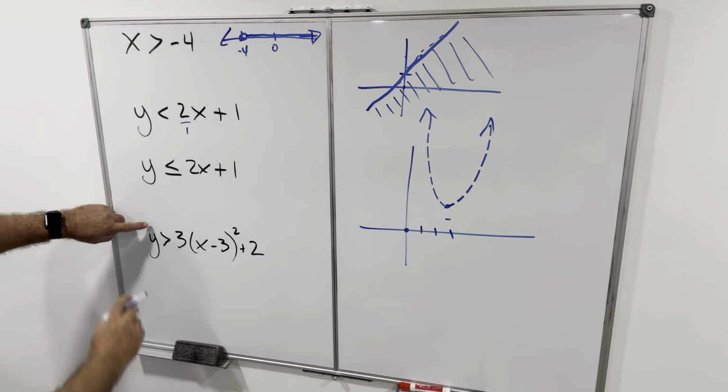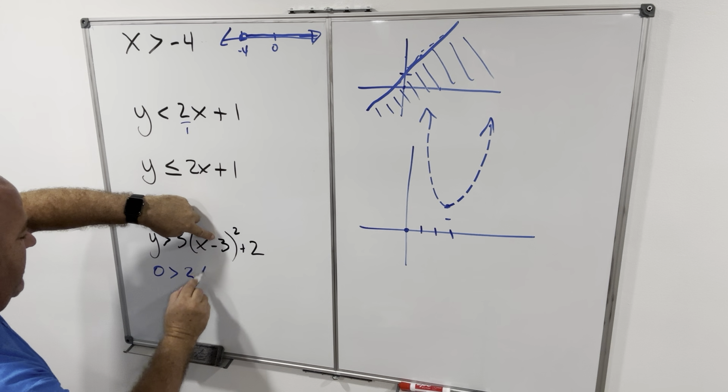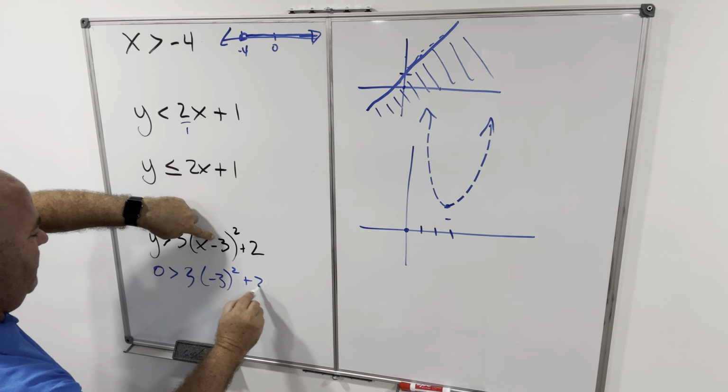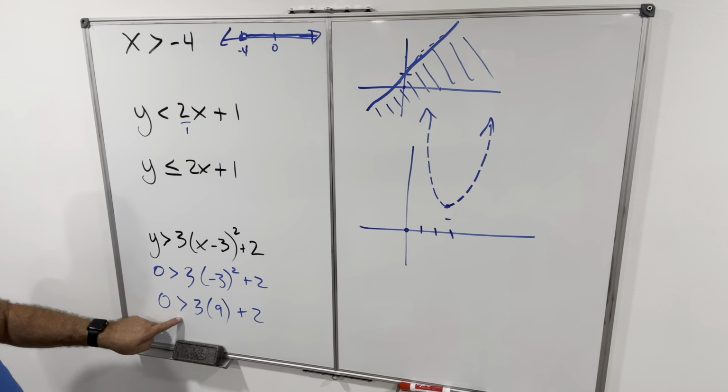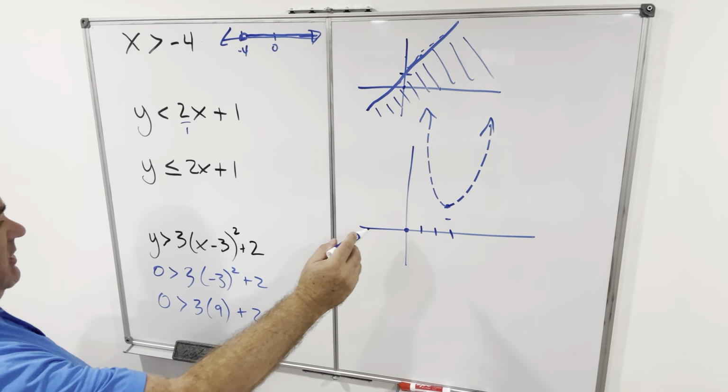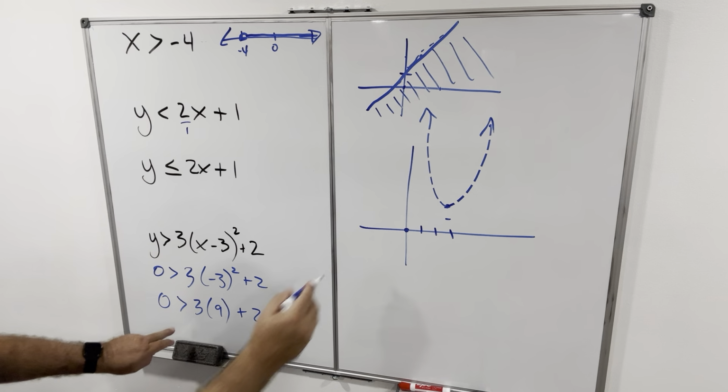So we have 0 is less than 3 times (0 minus 3) squared plus 2. 0 minus 3 gives us -3, and -3 squared is 9. So 3 times 9 is 27, plus 2 is 29. 0 is not less than 29, wait, not greater than that. So if 0, 0 doesn't work, that means nothing on the outside of this is going to work, and so we're going to shade everything inside of that parabola.